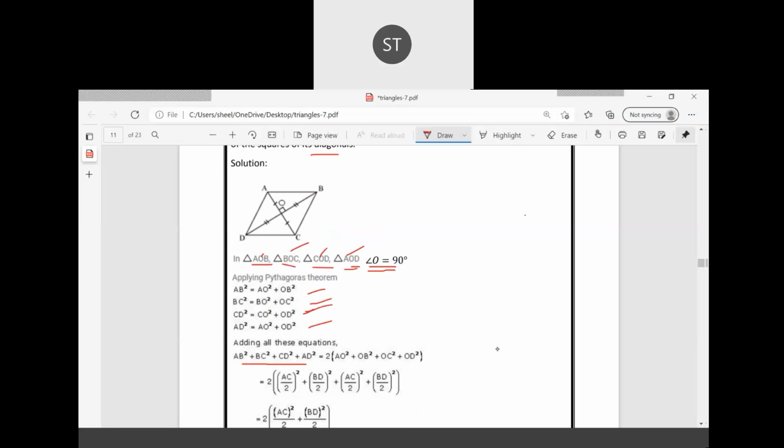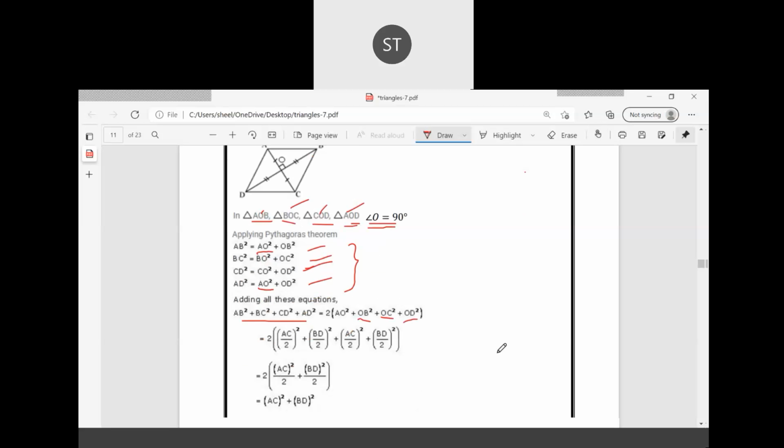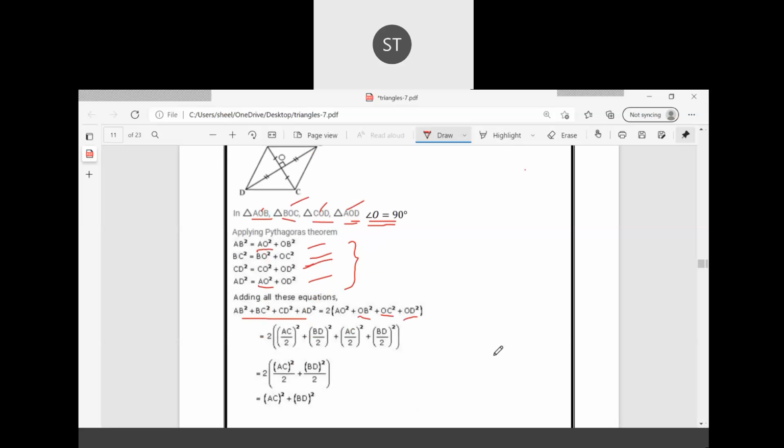Now we are adding all the four equations. If you check these four equations, we can see that AO square is repeating two times. Similarly, OB square is repeating two times. OC square also you can see two times. OD square is also two times. So by this, we can write 2 into AO square plus OB square plus OC square plus OD square only.